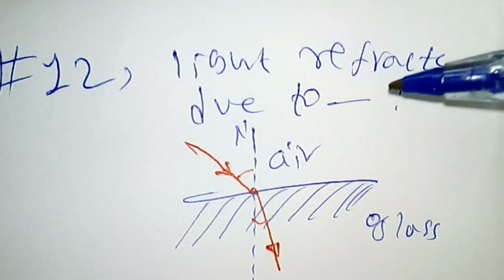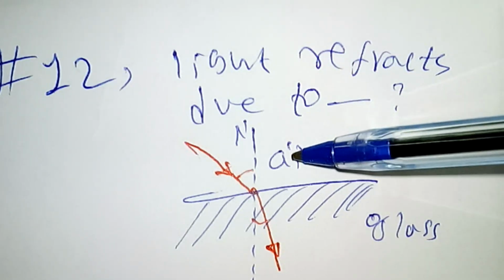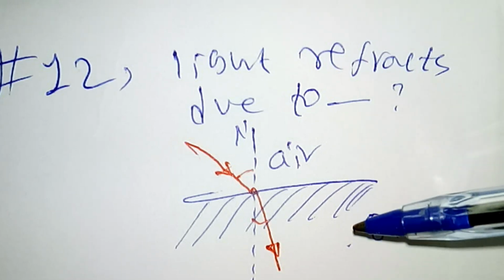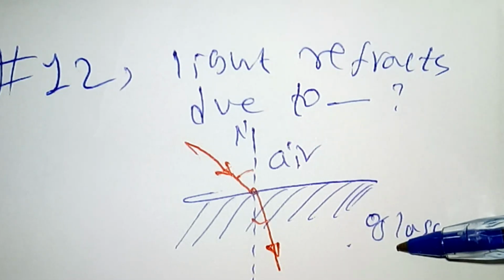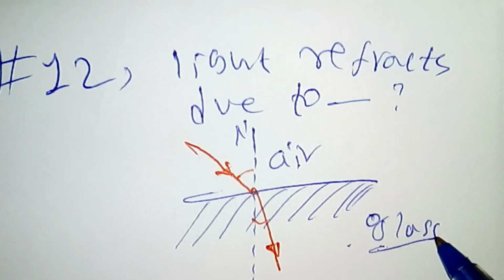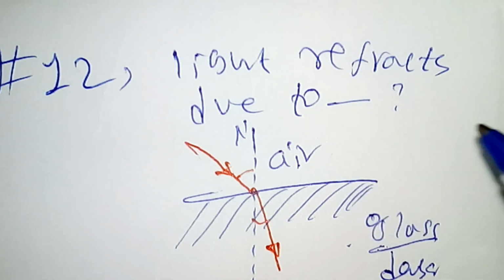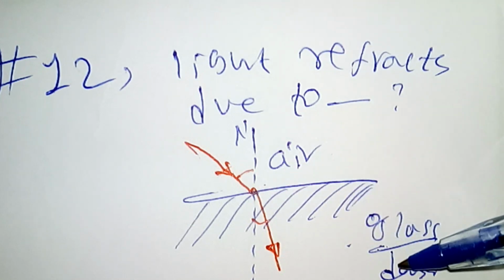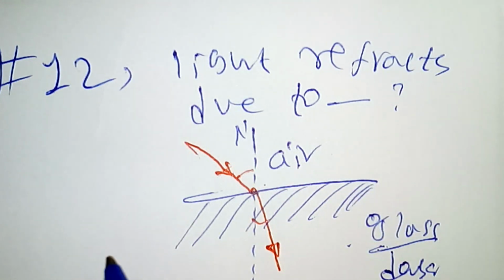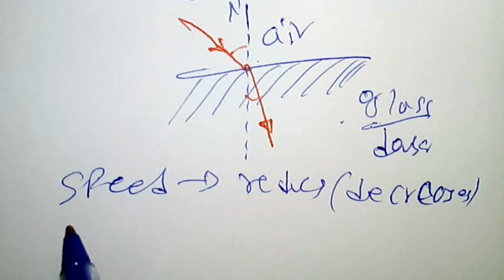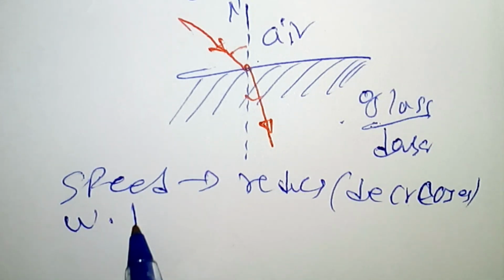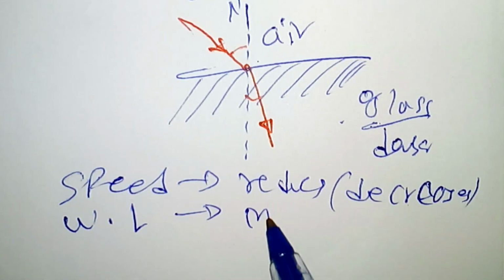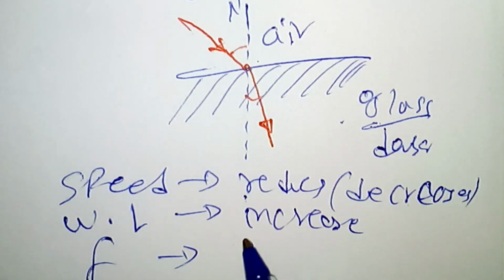Light refracts when it passes from one medium to the other, so in this case, from air to glass. We know that glass is denser than air. If light passes from the lighter medium to the denser medium, its speed reduces. A speed decrease means that the wavelength of the light also decreases, but the frequency remains constant.